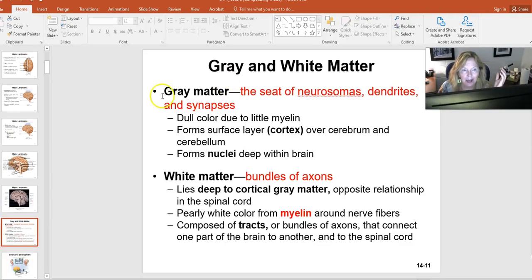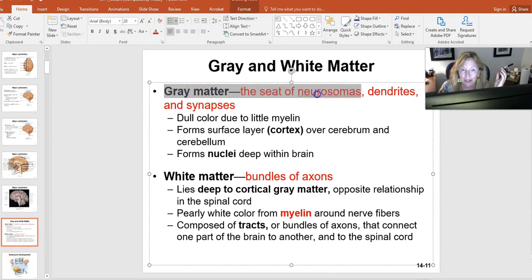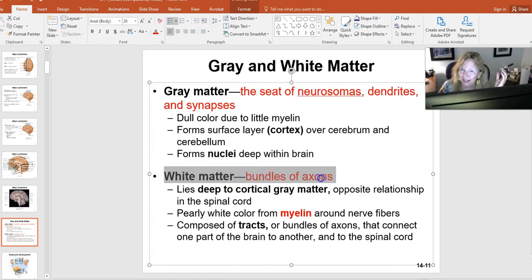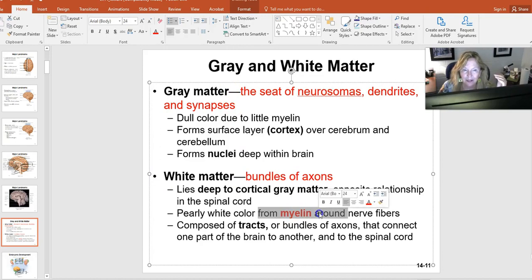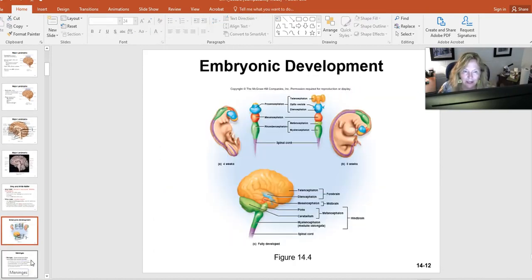I've explained to you that gray matter is actually where the somas, or the neuron cell bodies, are. Dendrites and synapses, that's the gray matter. The white matter is actually the axons that have been wrapped with myelin. So this is just a repeat of what we had done in our introduction. I hope that kind of makes sense.